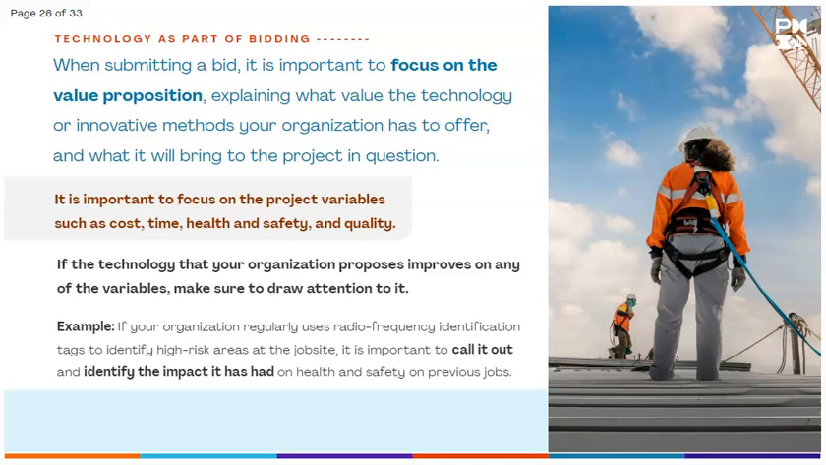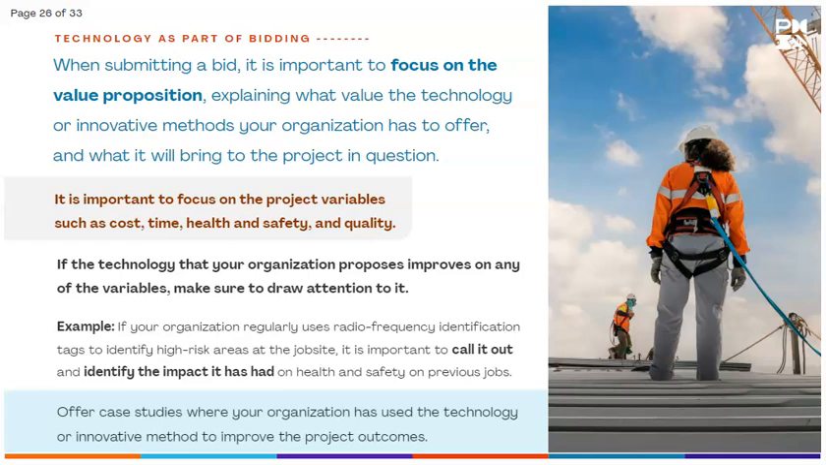For example, if your organization regularly uses radio frequency identification or RFID tags to identify high-risk areas at the job site, it is important to call it out and identify the impact it has had on health and safety on previous jobs. Offer case studies where your organization has used the technology or innovative method to improve the project outcomes.